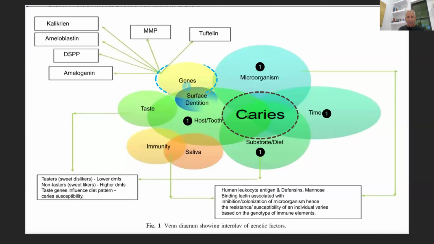But let's look more carefully at genetics. Genetics has a direct role and should be expanded from this traditional diagram to include how it involves microorganisms, how it does dictate the surface dentition, how it can alter taste, how it can alter immunity, how it can alter saliva.